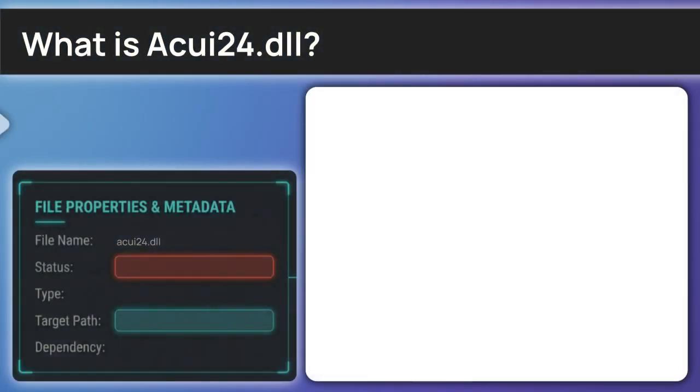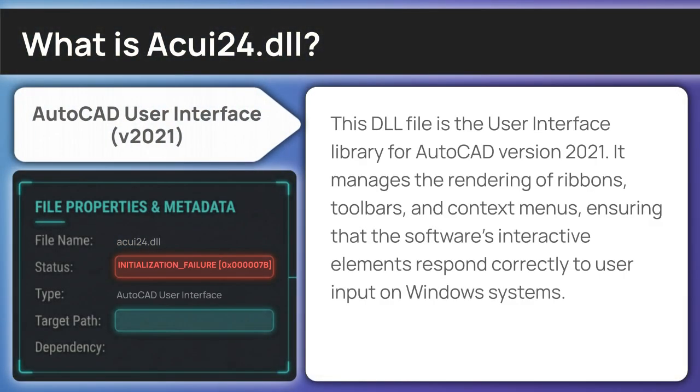This DLL file is the user interface library for AutoCAD version 2021. It manages the rendering of ribbons, toolbars, and context menus, ensuring that the software's interactive elements respond correctly to user input on Windows systems. With that background out of the way, here is how we actually restore the missing component.